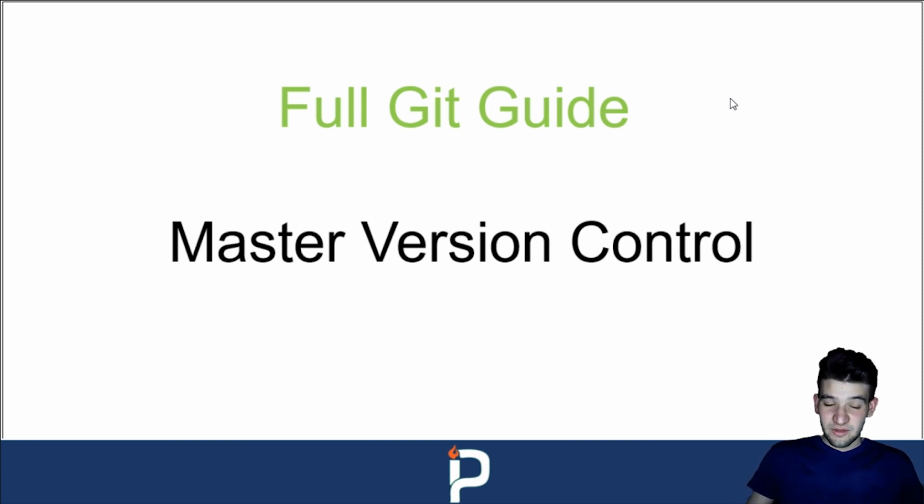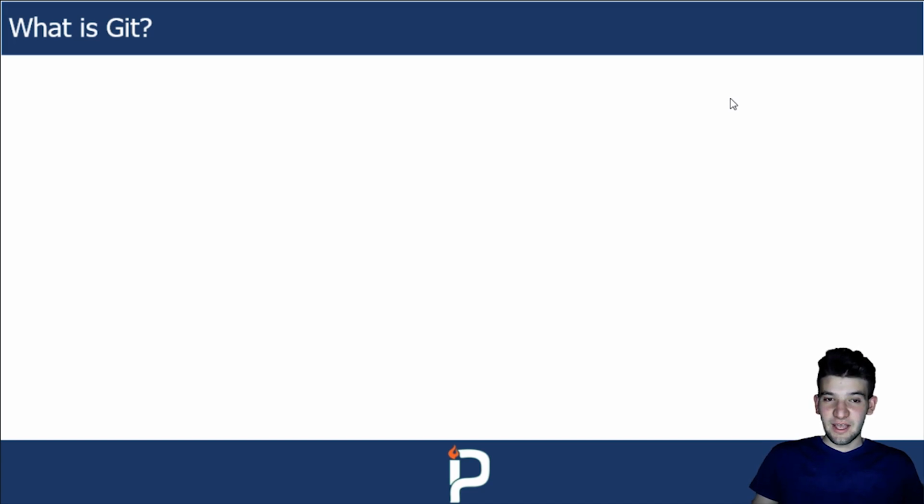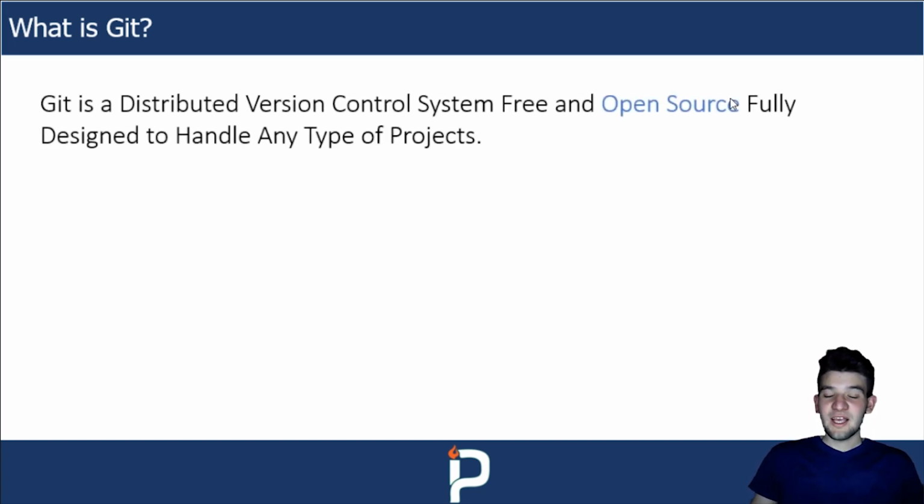So this is the full guide of mastering Git, or mastering version control. Let's start by this: what is Git? Most of the people who start learning Git usually ask this question. Git is a distributed version control, or you can say just a version control system. It's free and open source, free for everyone. There's no subscription, no payment to use, and it's also open source, so everyone can collaborate, enhancing and improving Git all the time.